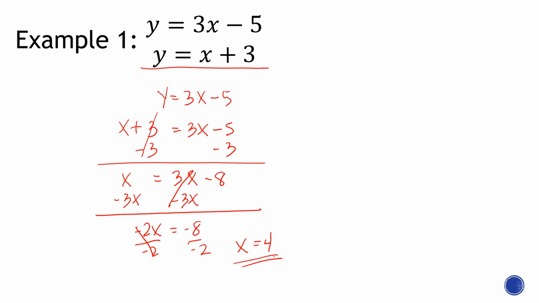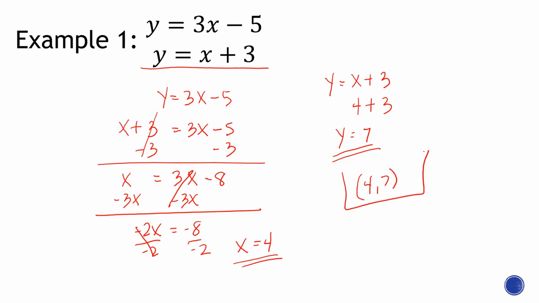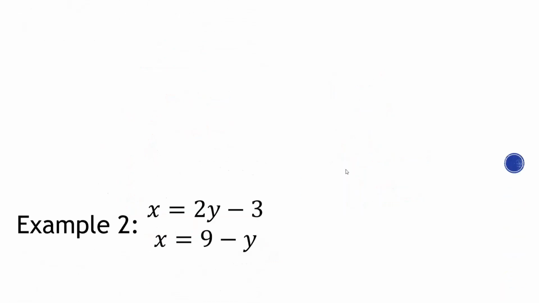Now, to solve for y, we just need to choose any of those two equations. Let's choose the second one and replace that x by 4. So our y is 7. Now, if you want to express that as a point in the Cartesian plane, that's the proper way of doing that. So the intersection of those two lines is at (4, 7). Okay, let's go to the next example.